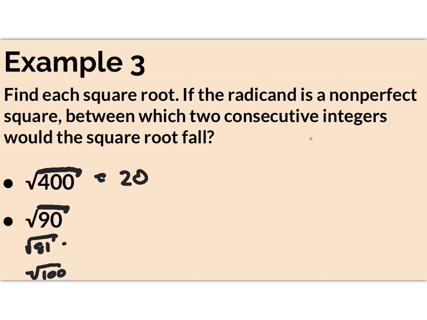So the square root of 81 is 9. The square root of 100 is 10. So the square root of 90 is going to be somewhere in between 9 and 10. It's 10 away from 100, and 9 away from 81, so it's going to be about 9.4.